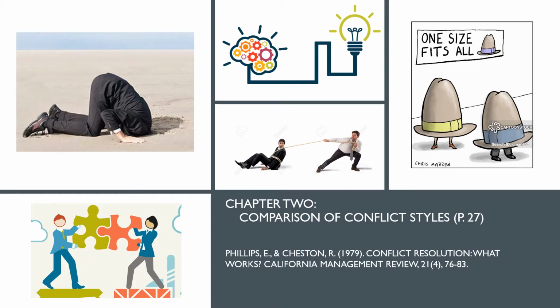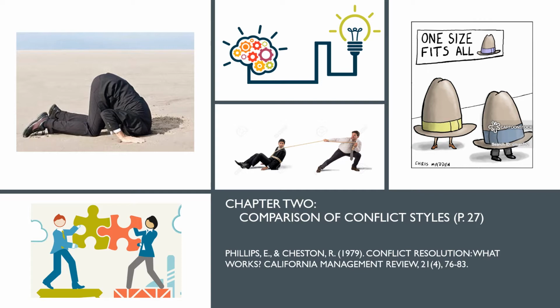In their studies, they found that problem solving had the most positive effects, while the forcing approach, which was used more than twice as much as problem solving, had a 50% failure rate, and the avoidance tactic had the highest failure rate of 80%. So this goes to show that avoiding conflict or issues at work isn't the best way to go about it.